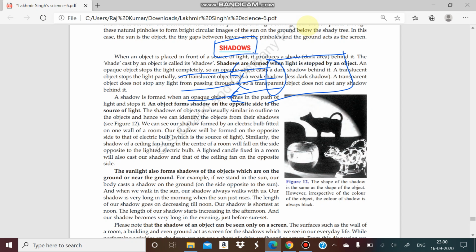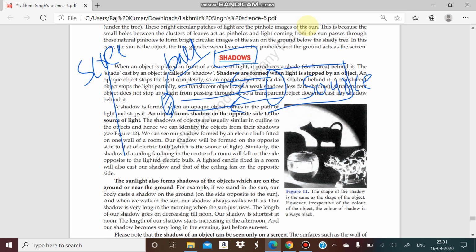If we take an opaque object, which does not allow light to pass, and place it in front of this light source, suppose I take a ball here. We know a ball is an object, and it is an opaque object. So the ball absorbs the light because it does not allow light to pass. Behind this object, on a screen, we generally see a dark shaded area.